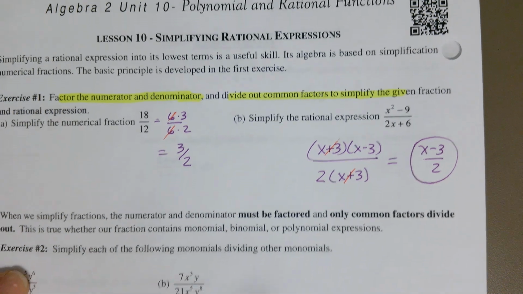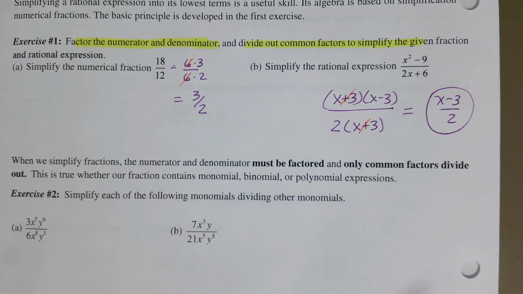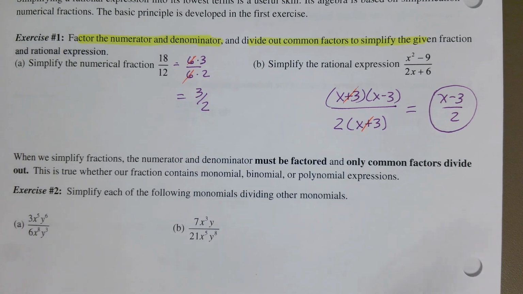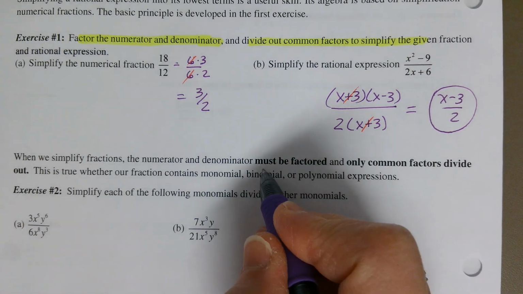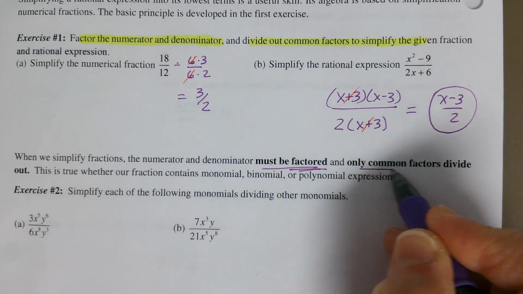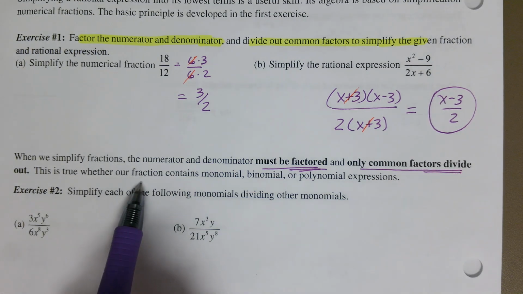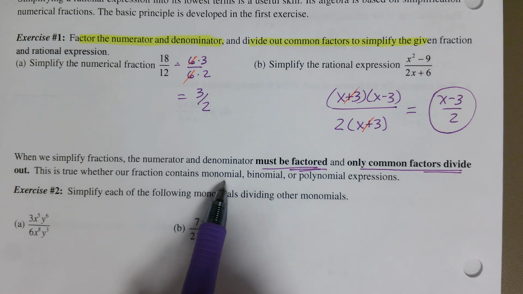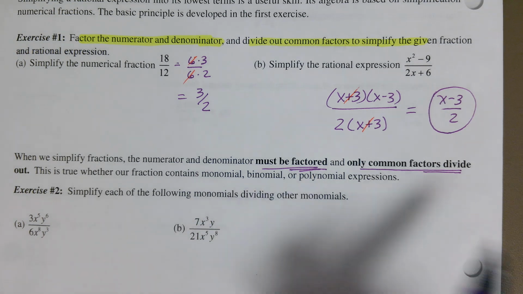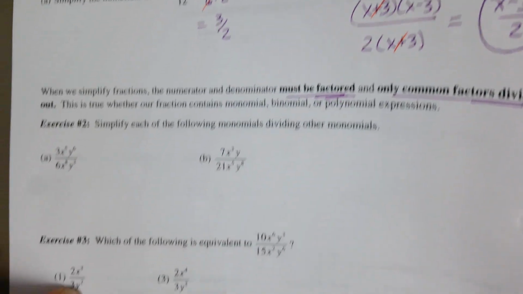When we simplify fractions, the numerator and denominator must be factored first, and then only common factors divide out. This is true whether our fraction contains monomials, binomials, or polynomial expressions.